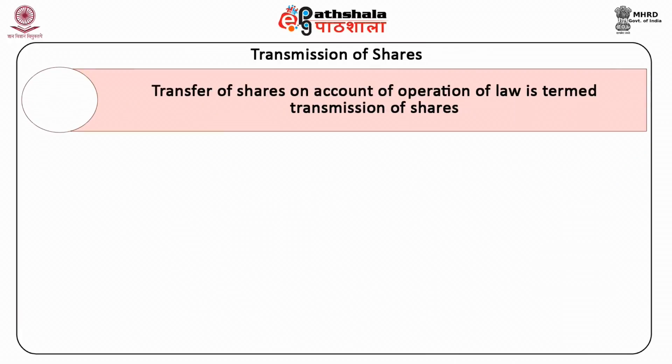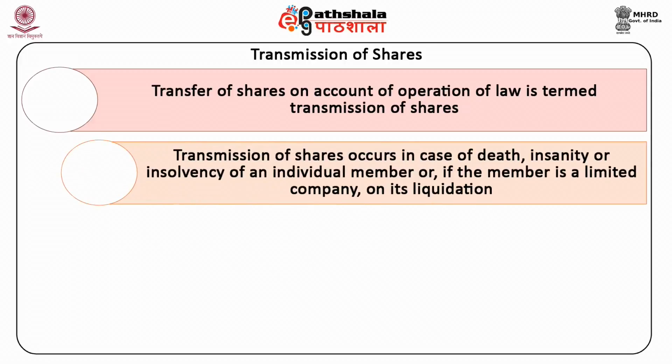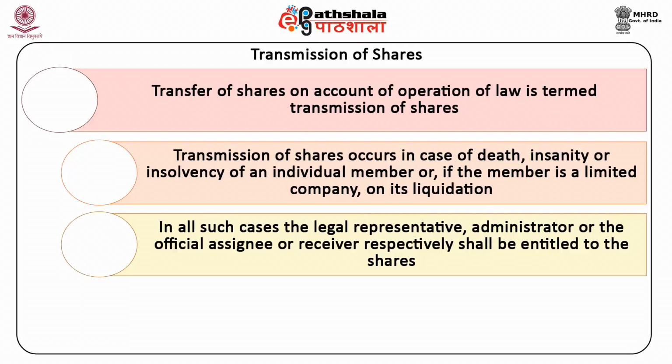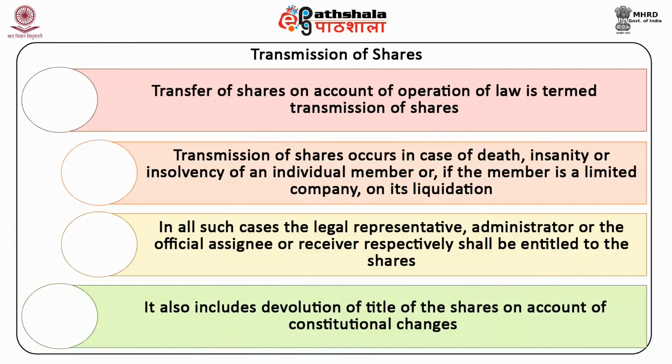Transfer of shares on account of operation of law is termed transmission of shares. Transmission of shares occurs in case of death, insanity, or insolvency of an individual member, or if the member is a limited company, on its liquidation. In all such cases, the legal representative, the administrator, or the official assignee or receiver, respectively, shall be entitled to the shares. It also includes devolution of title of the shares on account of constitutional changes.